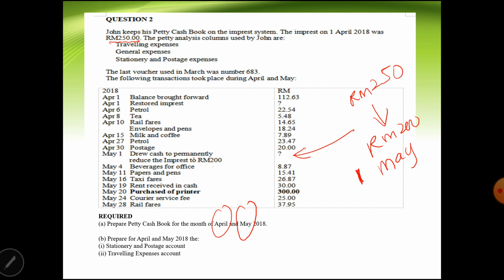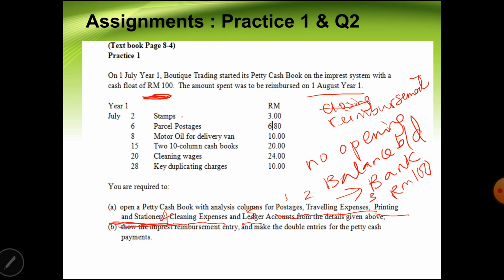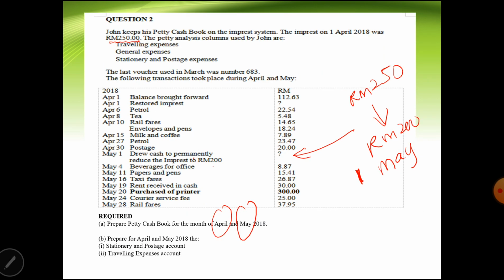Balance CD lah. Okay, so what I put down here is actually when you do the reimbursement, you take 200 instead of 250 and you minus the balance PD of the last month. Okay, 可以啊。And then this one you have to do 2 ledger, the stationery and postage.